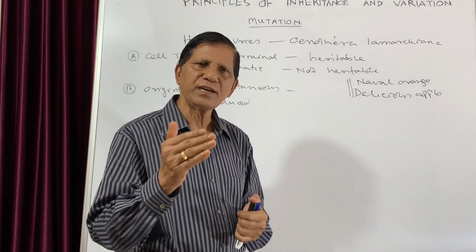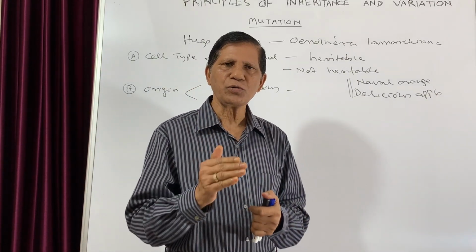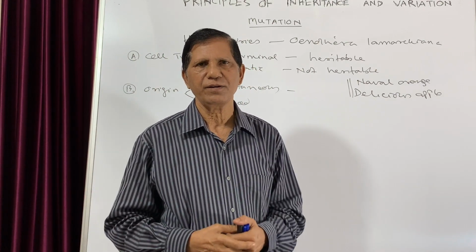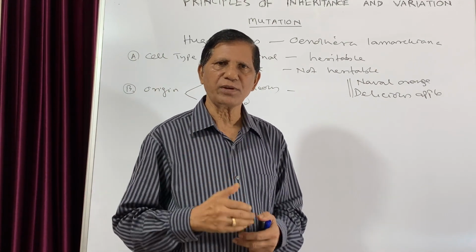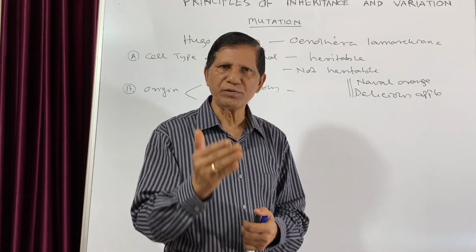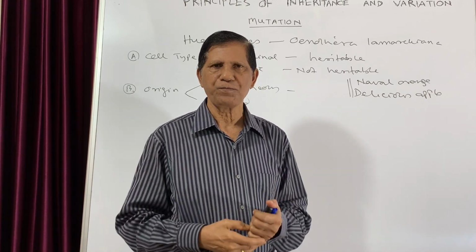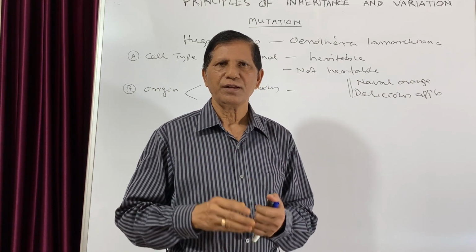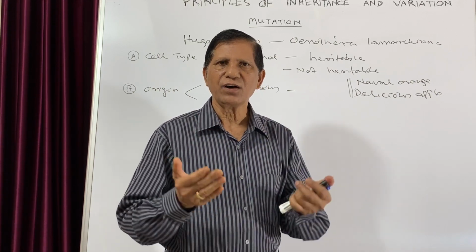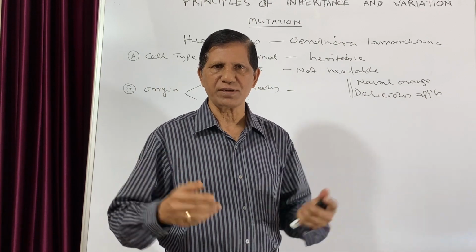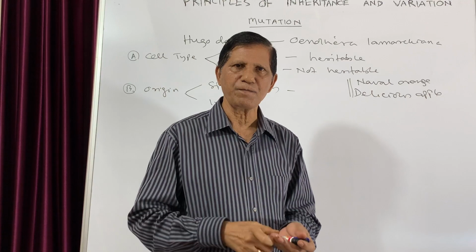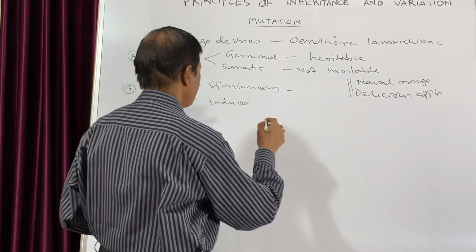What is the necessity of this induced mutation? Suppose we want a variation and that variation is not found in nature, then we can try for mutation, we can go for mutation, because by mutation we can get the variations. So how will we induce mutation? Well, either physically or chemically applying different substances. So the substances which are applied to induce mutation, they are known as mutagens.